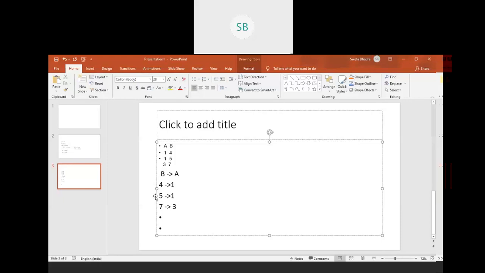Confusion clear? Yes. Yes, ma'am, it's clear. Ankita, which part not clear? Which part not clear? This functional dependency, why does it hold and why doesn't hold? Are you clear now?